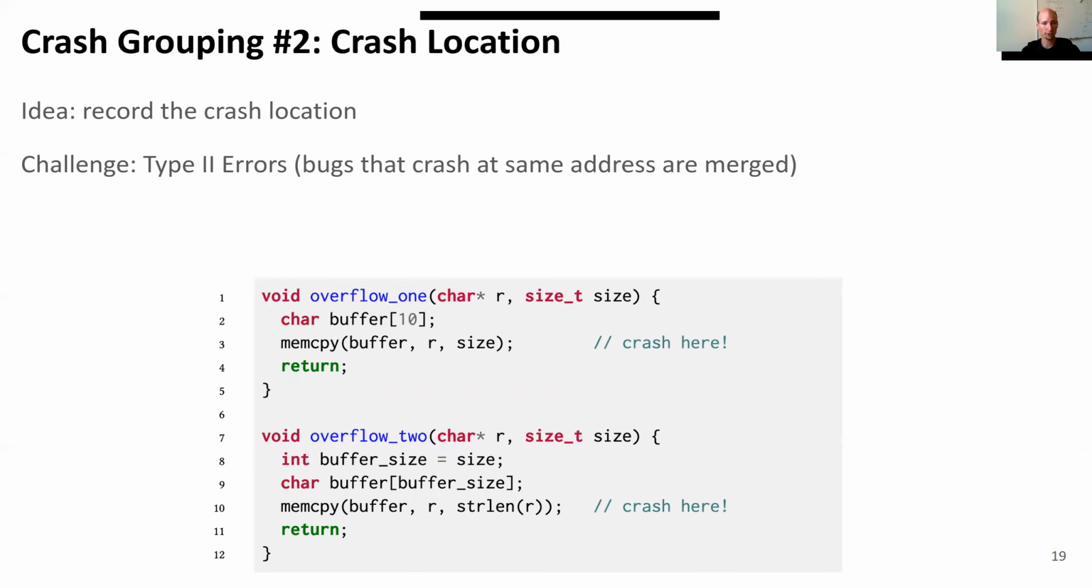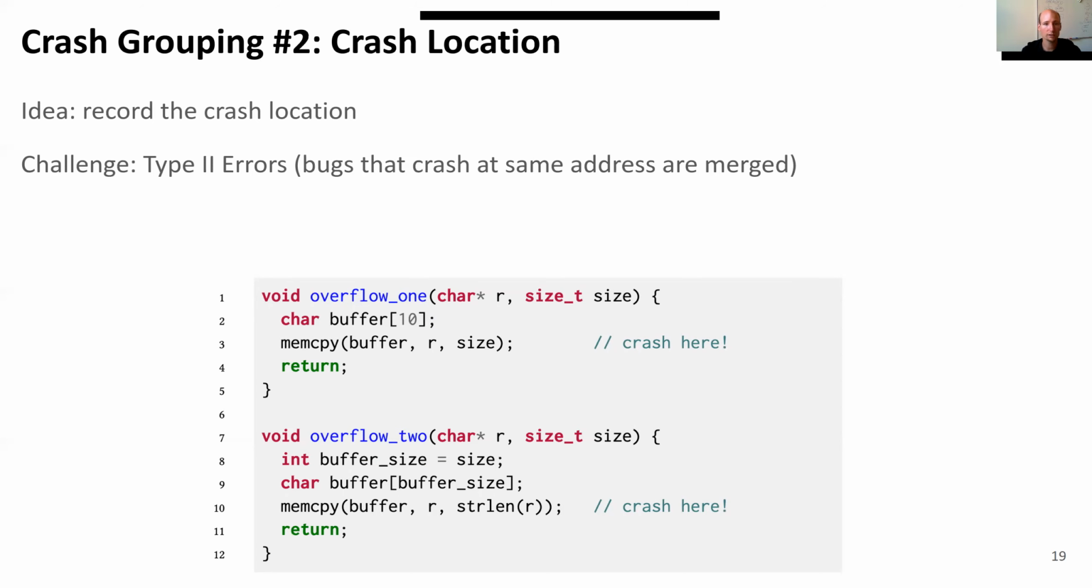Looking simply at the crash location is another nice idea, which is to record the crash location itself. This also has the issue of type 2 errors. There are bugs that crash at the same address, and they are merged. There could be two bugs that crash at the same address in memcpy. So there's buffer overflow 1 and buffer overflow 2 here. Both crash inside memcpy, and this results in two bugs that are actually being merged into a single class. So this doesn't work either.